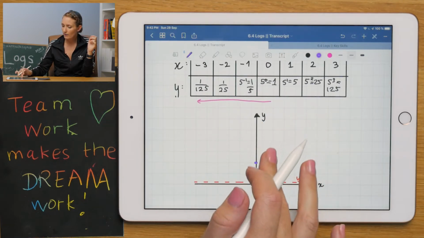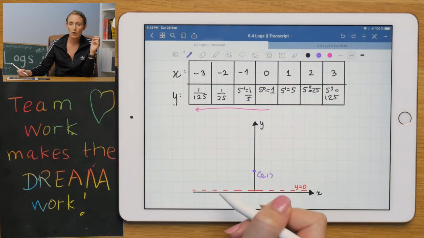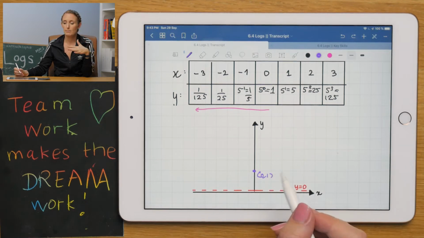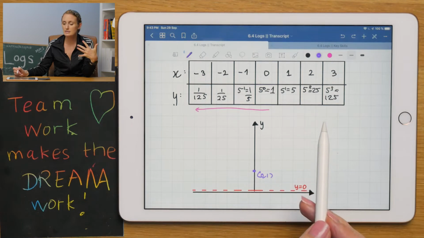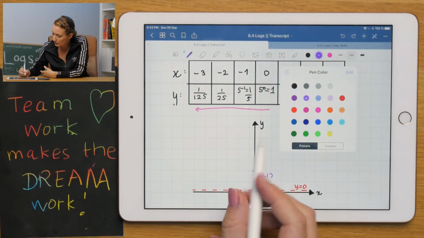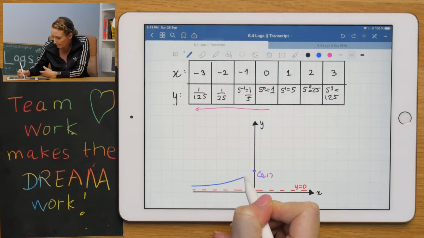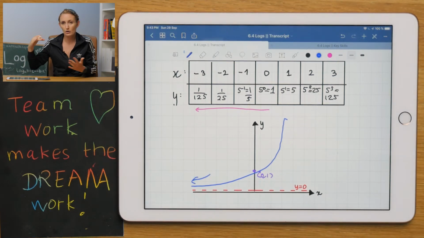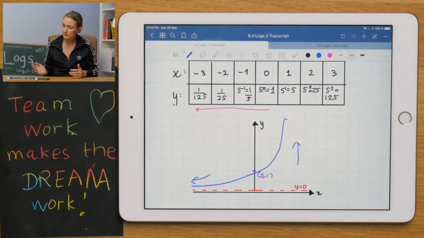Now we know that as the graph goes here to the left, it's getting smaller and smaller and smaller, or closer to 0. However, on the right-hand side, the graph is getting bigger and bigger and bigger, like 5, 25, 125. The next one will be 625. So you want to get the shape of your graph right. On this side, you want to have it going down towards the x-axis, and this side you want to have it tending upwards, taking a really steep curve upwards.